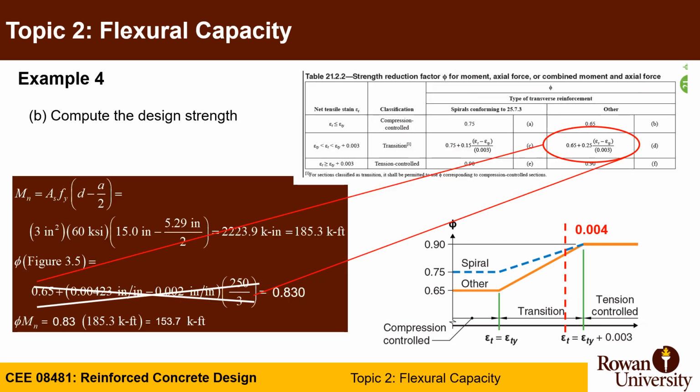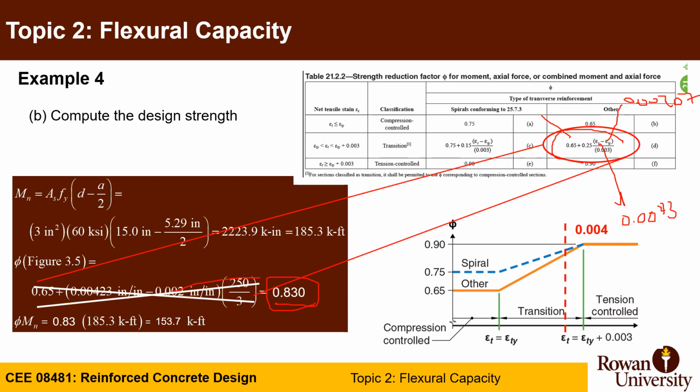But you need to calculate phi now. Phi will be based on this equation from ACI table 21.2.2. So what you need to do now is put in your strain, 0.0043, and the yielding strain will be 0.00207. I just crossed out this equation because this is from ACI 318-14, and it's replaced by this equation in the 2019 version. And now you can get your phi value as 0.83.